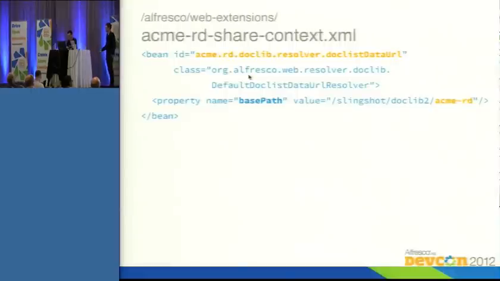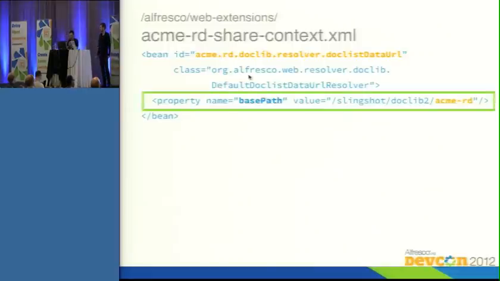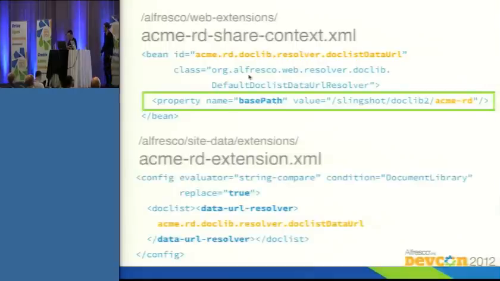So quickly, let's take a look at the Spring Bean that will point out the repository web script. We can use the default Java class. The only thing we need to do is specify the base path property to point to our web script instead. And in our extension module, as I said before, we are overriding the data URL resolver element and pointing our Spring Bean to be used instead.